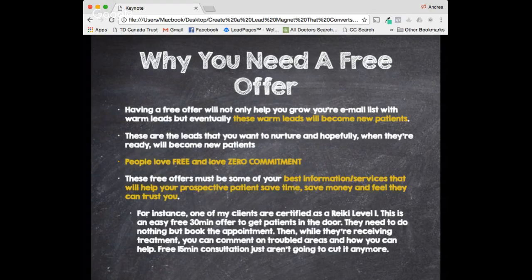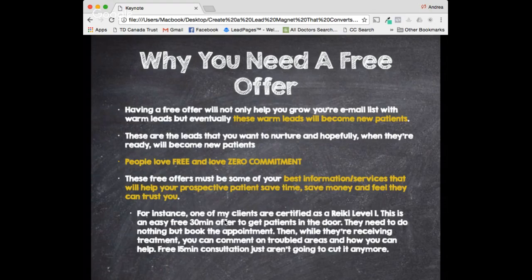Maybe take a path that not too many people talk about or something along those lines. And it should save them, as I said here on the slide, either time or money. And if you do it correctly, they will feel like, wow, I can't believe that she's giving this away for free. This is a practitioner that I really want to align myself with.